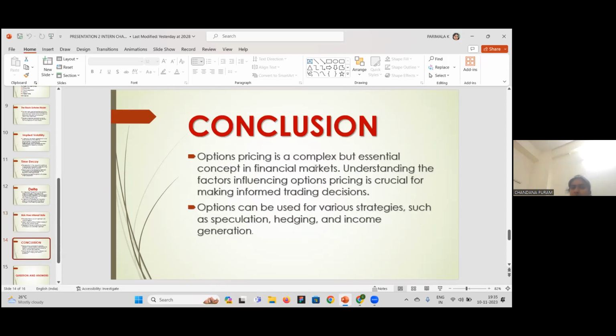And the conclusion. Options pricing is quite a complex concept, but it is essential in the financial market. When we are making trading decisions, it is very important to know about options pricing and the factors that are influencing it. And these can be used in various strategies such as income generation, speculation, hedging, and so on.